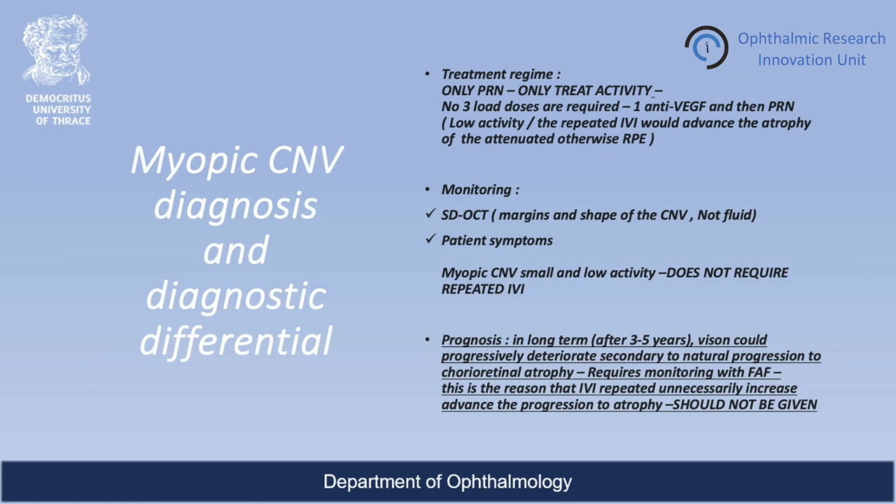Bear in mind that, in myopic membranes, we only treat once. We do not give a loading dose regimen. We observe the patient after the first injection, and we treat again only if there is an active membrane. Patients with high myopia have already chorioretinal atrophy, which will increase if we inject with no activity. So, in cases like this, we inject only once, and then we observe the patient.